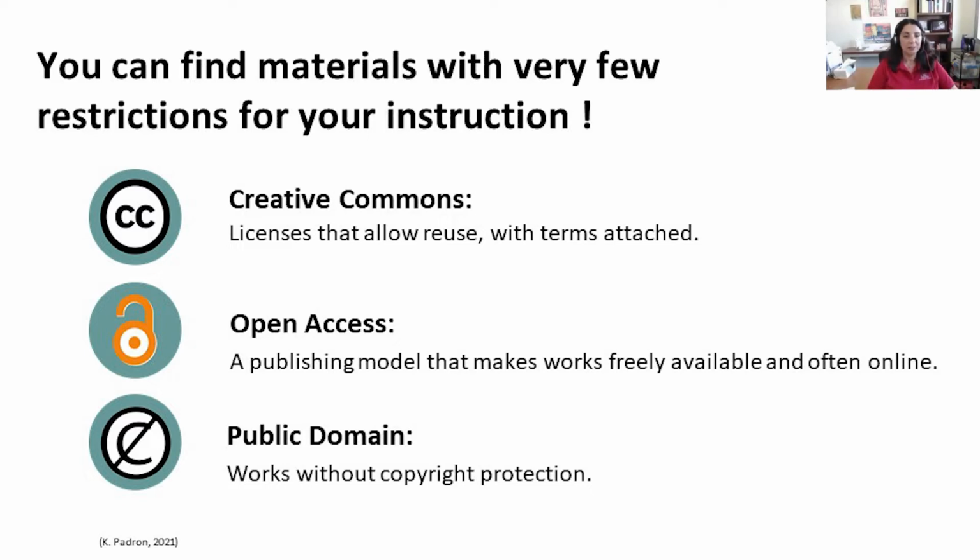The second type of label I'll introduce is open access, and this is a publishing model that makes works freely available and often online. And then finally, we'll go into public domain, which are works without copyright protection. This could include books, images, even film, and other types of materials.